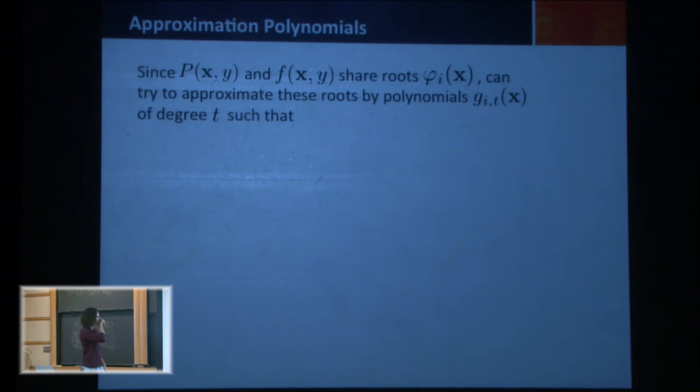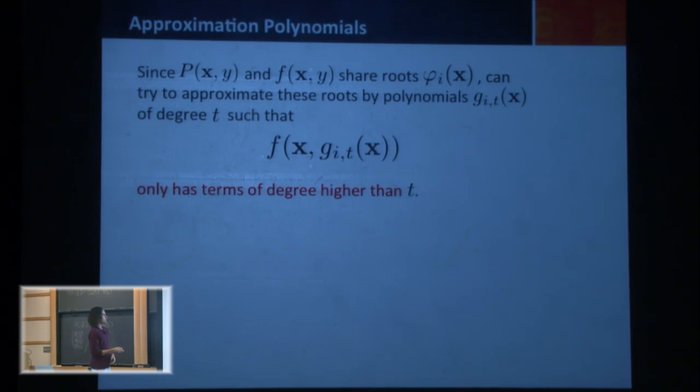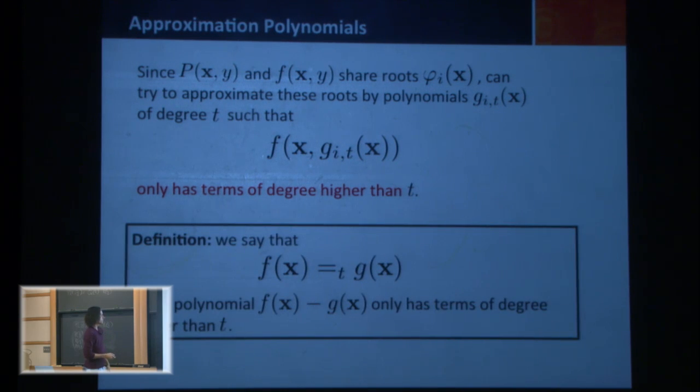Since P and f share roots, we can try to approximate the roots by polynomials g_i of degree t, such that the polynomial f(x, g_i(x)) has only terms of degree higher than t. So it's the algebraic analog of doing a Taylor expansion. We're approximating the roots up to degree t. From now on, we say that f and g are equal up to degree t if the polynomial f minus g only has terms of degree higher than t. So they agree in the low degree parts.